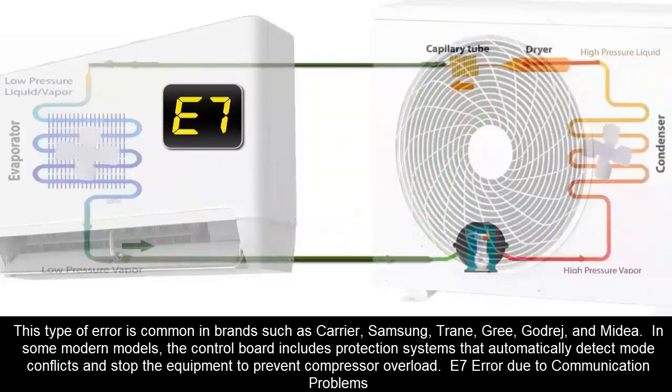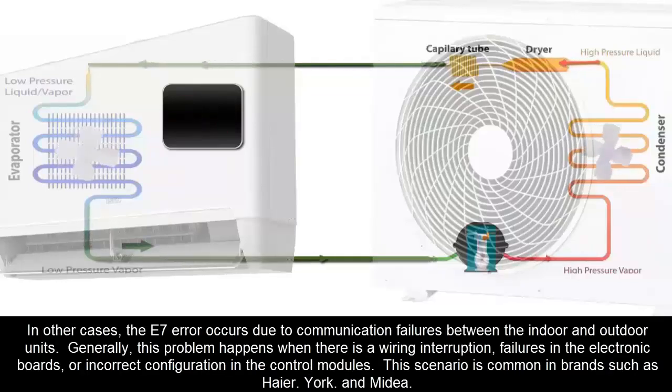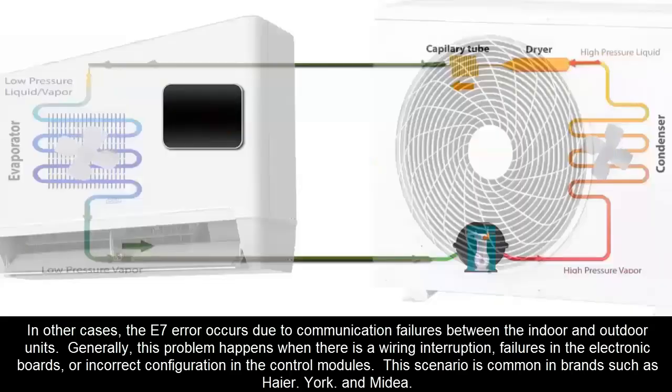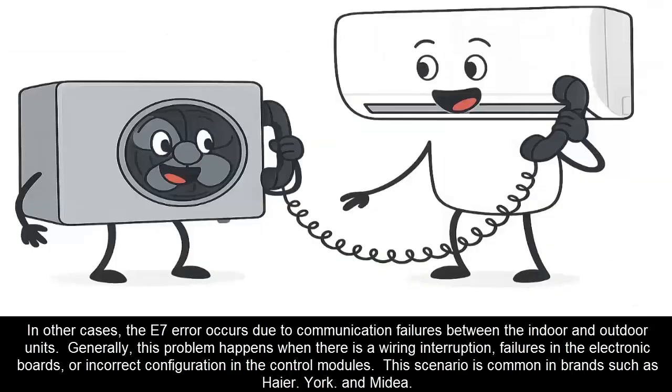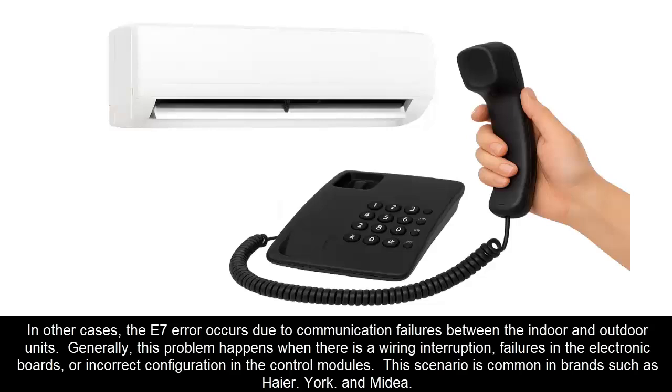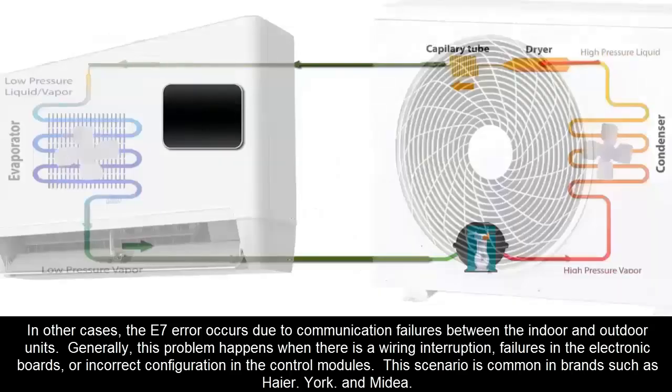E7 error due to communication problems. In other cases, the E7 error occurs due to communication failures between the indoor and outdoor units. Generally, this problem happens when there is a wiring interruption, failures in the electronic boards, or incorrect configuration in the control modules. This scenario is common in brands such as Haier, York, and Midea.